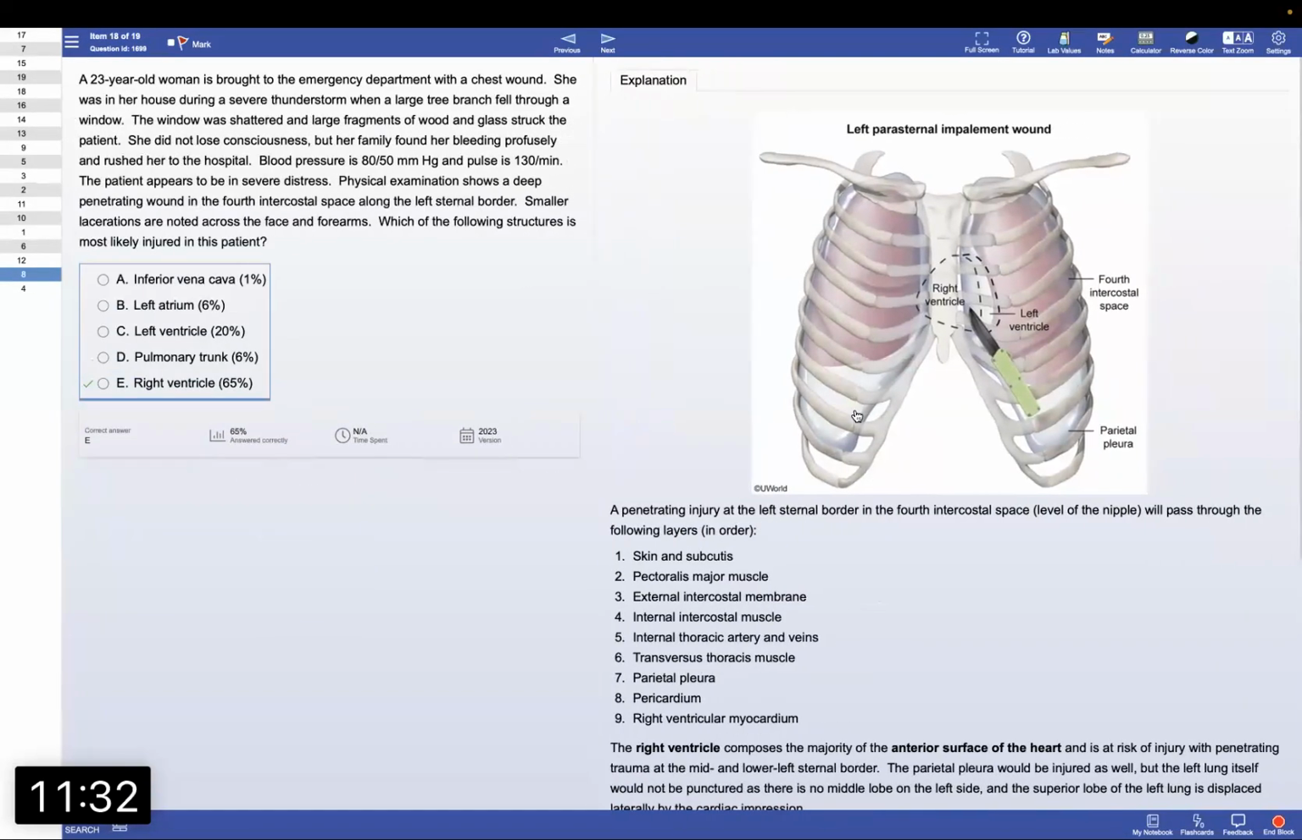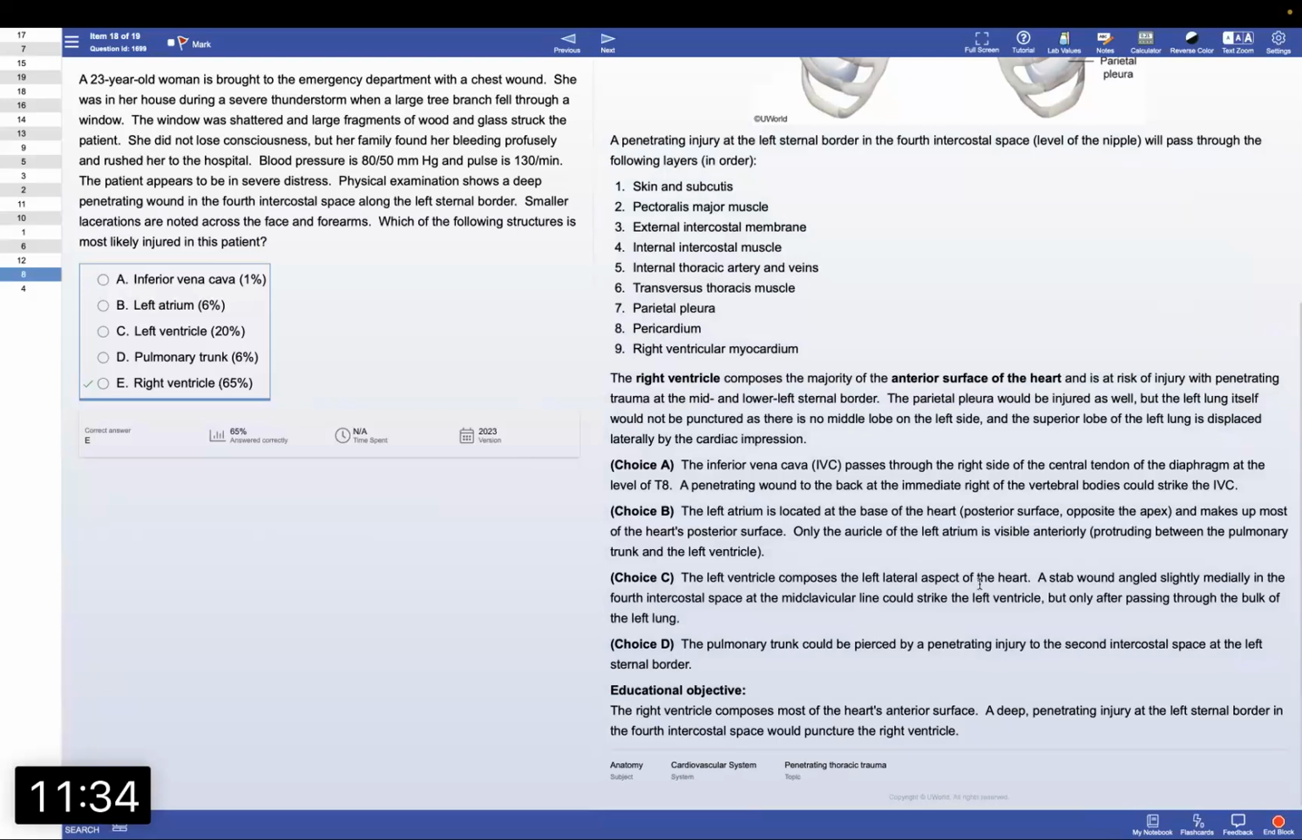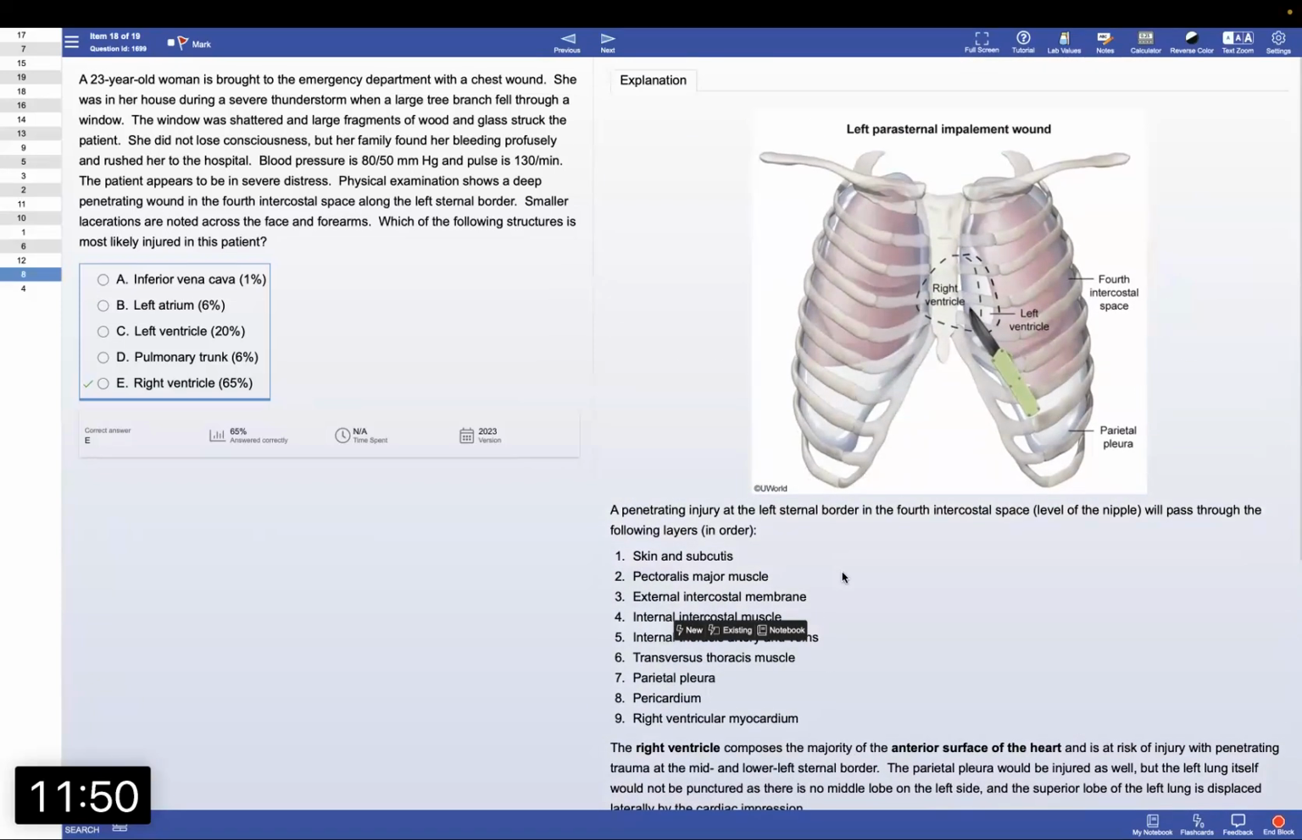So when would the left ventricle be the answer? Stab wounds angled slightly medially in the fourth intercostal space at the mid-clavicular line could strike the left ventricle, but only after passing through the bulk of the left lung. So it's very unlikely, no? You'd have to pierce the whole lung, then go to the left ventricle. So it's unlikely. Or if they give that scenario, then the patient will be in a really bad state.